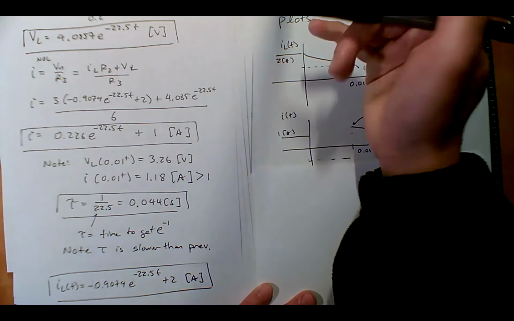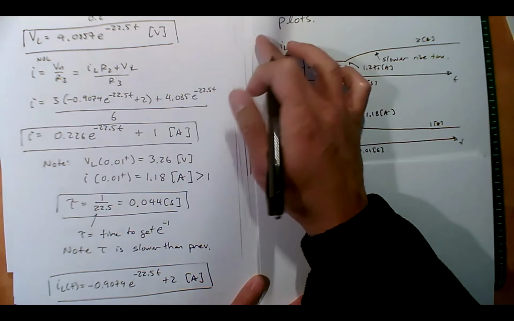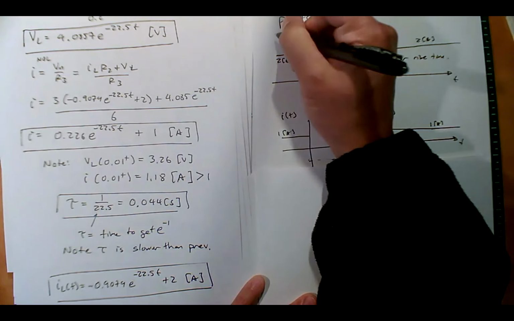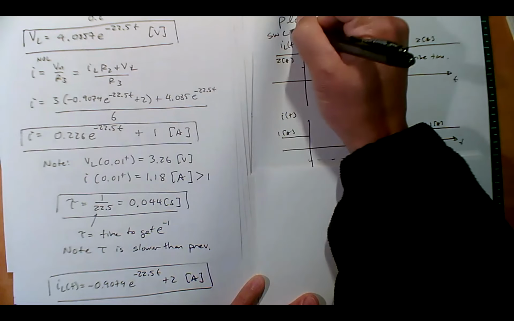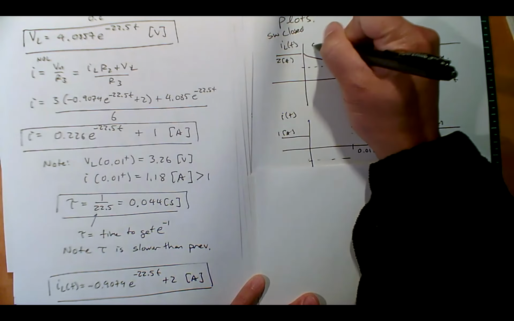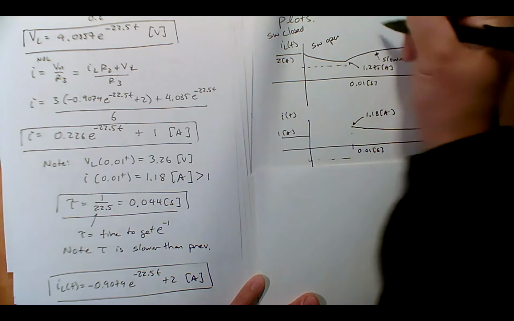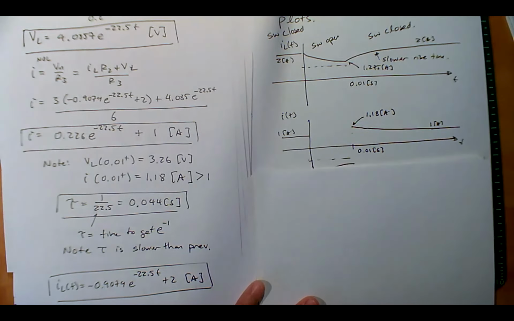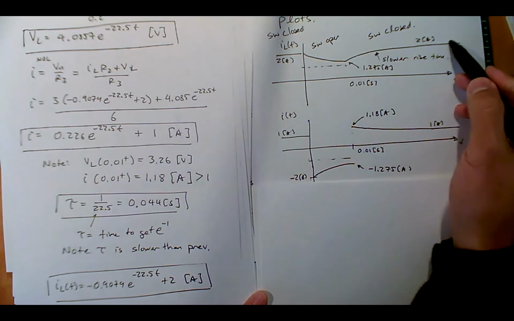And so, by the way, what is this? In this time, less than 0, the switch is closed, then the switch is open, then the switch is closed again. So switch closed. And here the switch is open. And here the switch is closed, right? Okay, this was the first problem. This is our new problem.